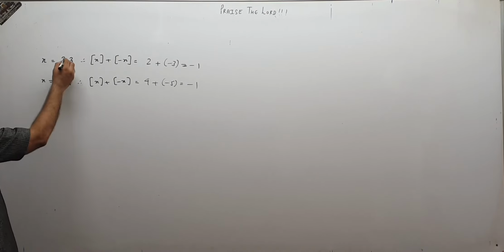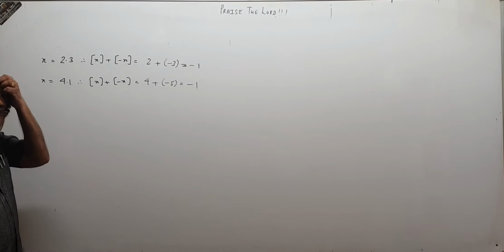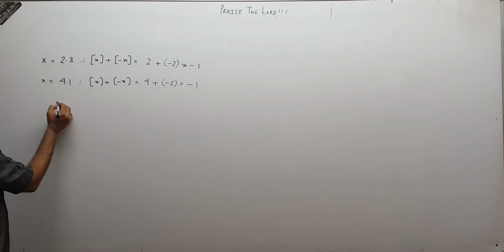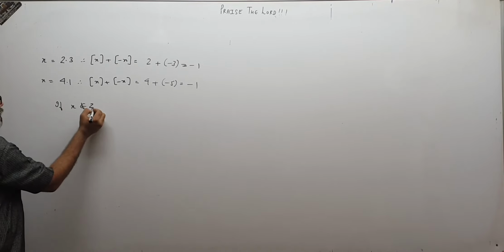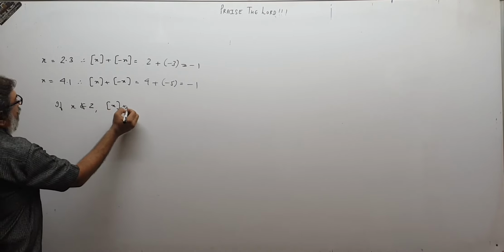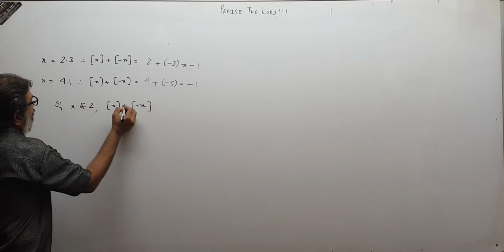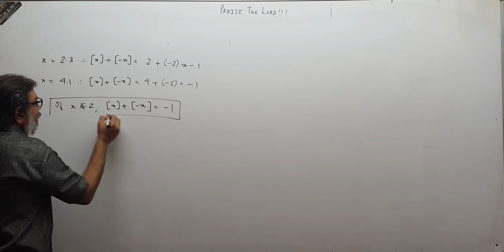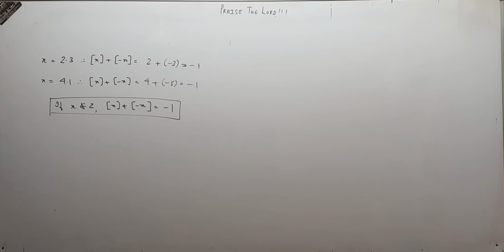So when x is in fractions, if x is not an integer, then integer of x plus integer of minus x will always be minus 1. This property we conclude by examples.